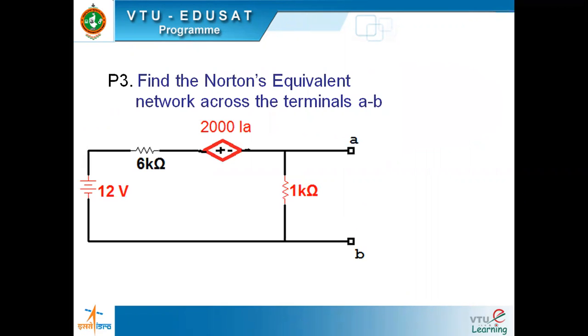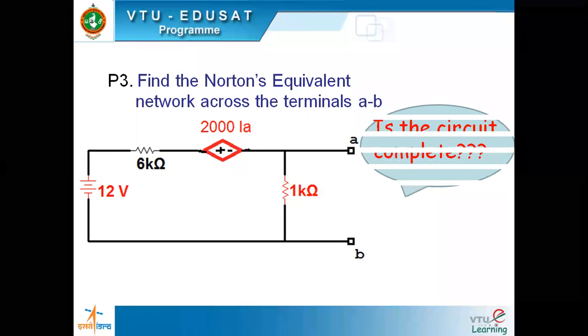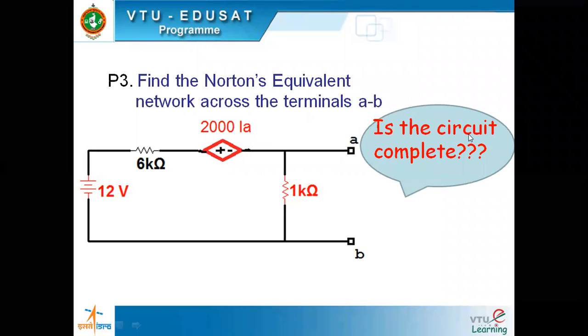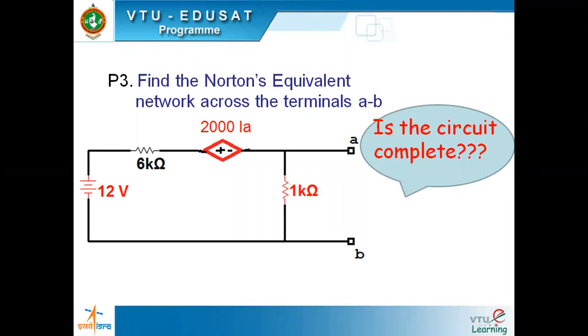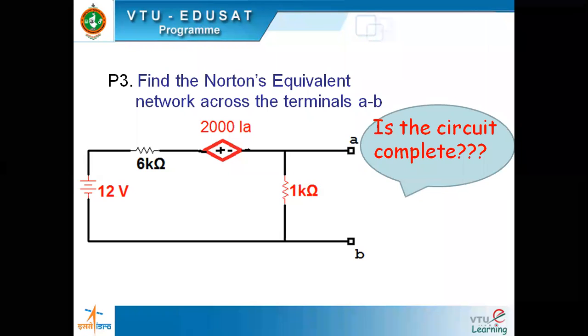So how is this problem different? It is involving a dependent source. When a dependent source is involved, Rn has to be found out as VOC by ISC. Understand that? So is this circuit complete? They're asking. Can anybody answer? Is this circuit complete? Just for curiosity's sake, the question is, is this circuit complete?